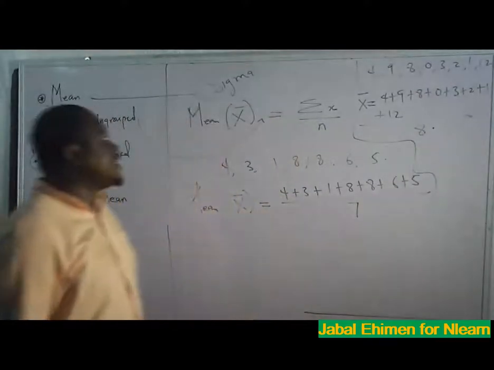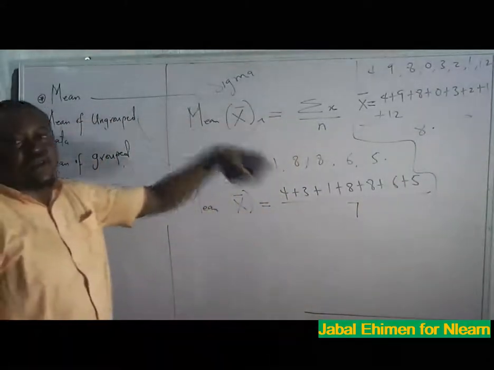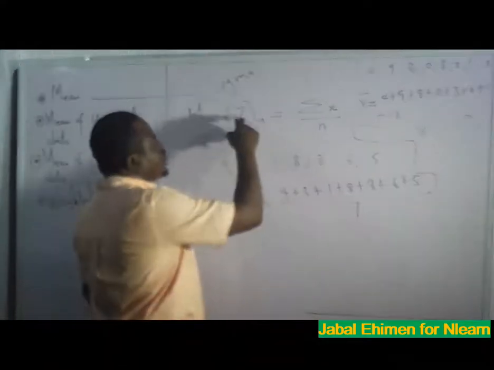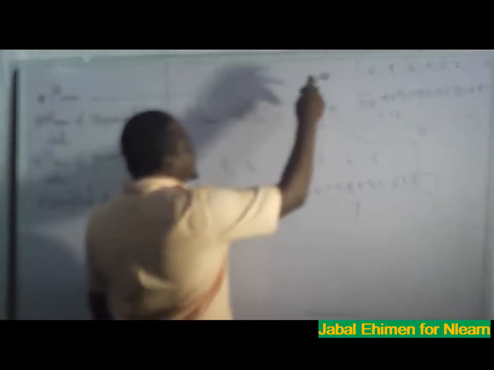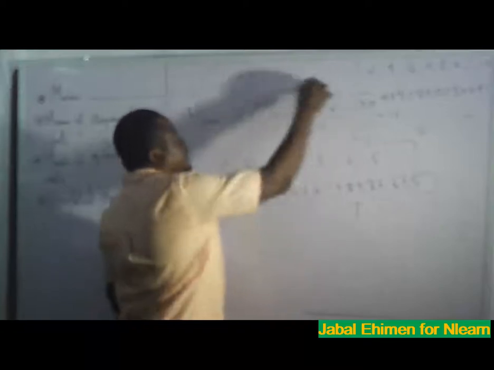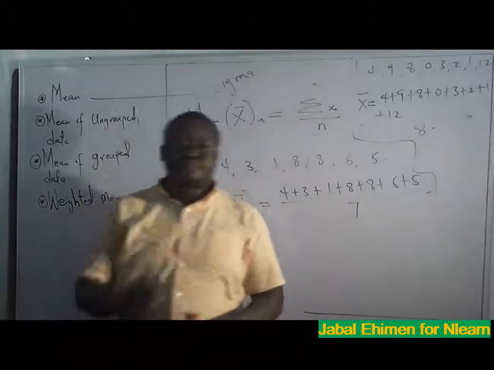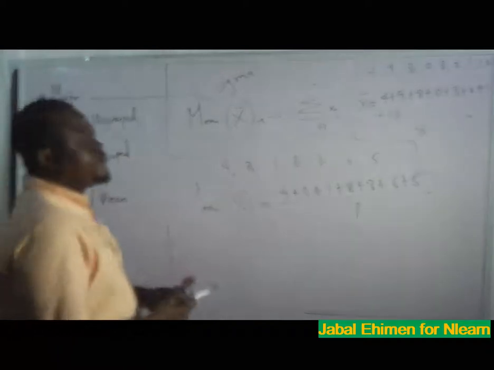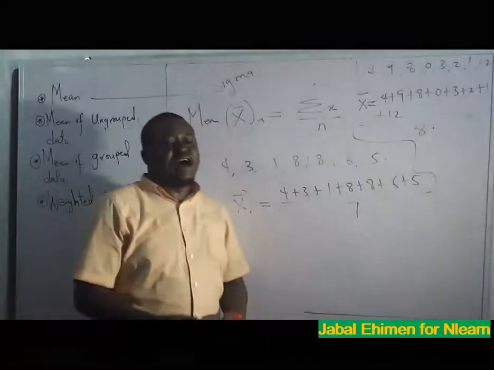So that's the mean for ungrouped data. So always remember, the mean for ungrouped data is x bar equals sigma x divided by n. Now that's that. Let's consider the mean of data that are grouped.